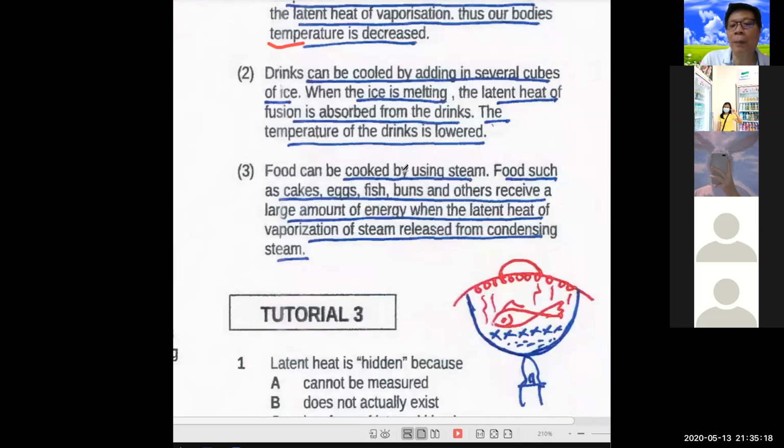Okay, come, look at the third one. Food can be cooked by using steam. This one I think you know. Normally we steam fish, steam chicken, right? But you must explain scientifically how the steam can cook the fish and the chicken. Okay, come, let me explain to you first. Look at this diagram.